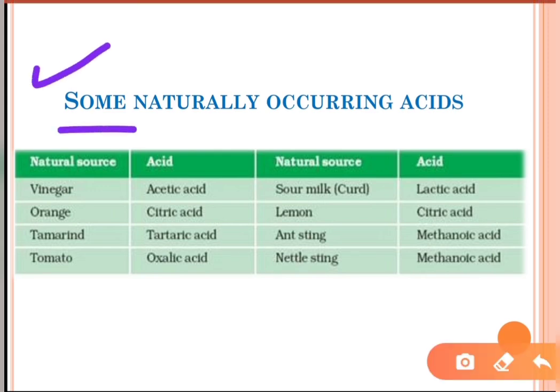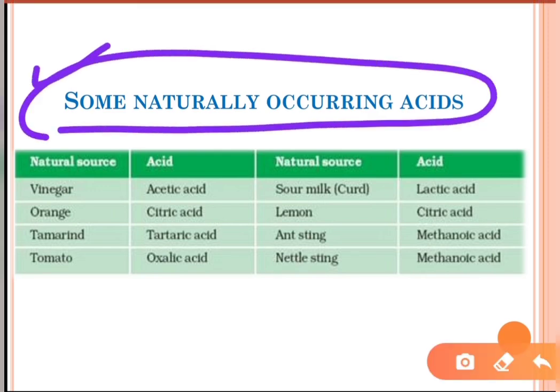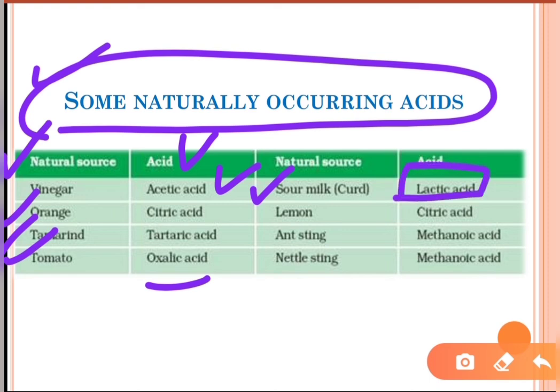Now some naturally occurring acids, like we have natural sources and the acid present in them. Vinegar, we have acetic acid. Orange, we have citric acid. Tamarind, we have tartaric acid. Tomato, we have oxalic acid. Sour milk or curd, we have lactic acid. The bacterium present in the curd is lactobacillus. Lemon, we have citric acid. Ant sting, we have methanoic acid, and nettle sting, again we have methanoic acid.